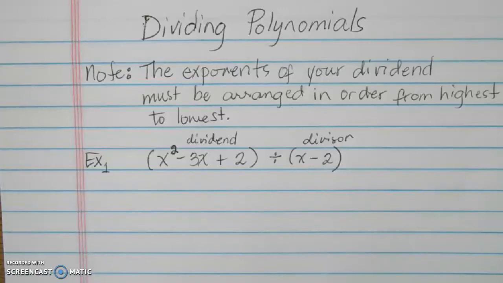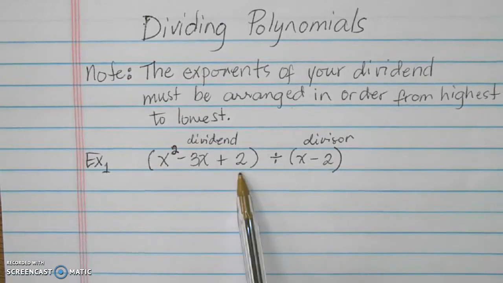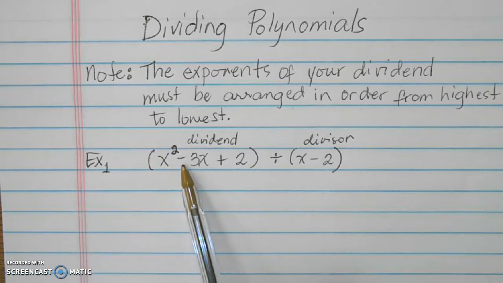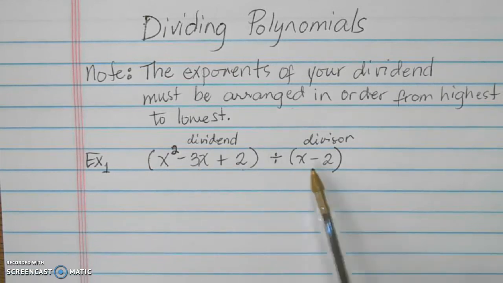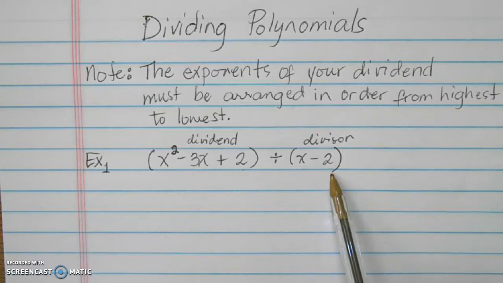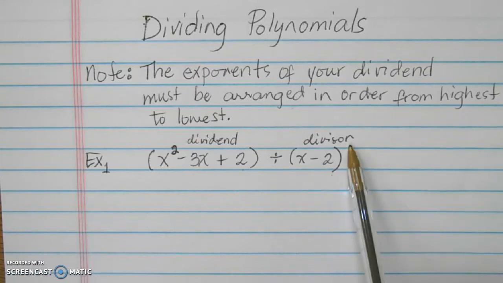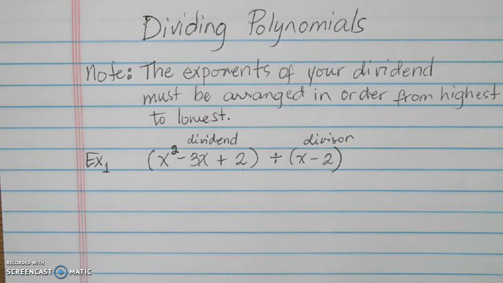Our topic today is about dividing polynomials. Note: the exponents of your dividend must be arranged in order from highest to lowest. Your dividend is this. So we have x squared minus 3x plus 2 divided by x minus 2. And x minus 2 is your divisor.